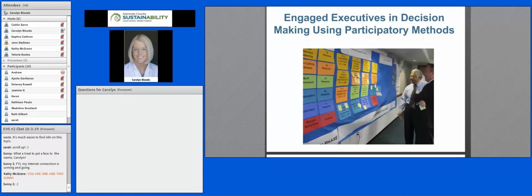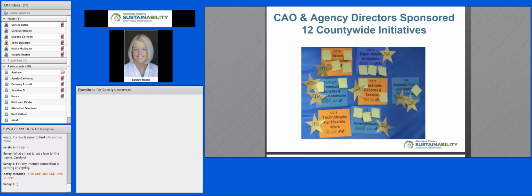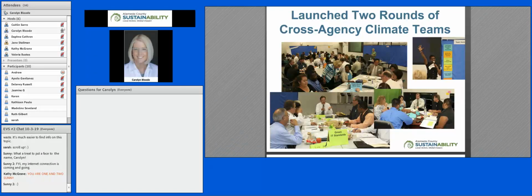As we held those first meetings and throughout the course of the work, we really engaged the executives in the decision-making process using participatory methods. So instead of just sitting there, we had them up and engaging with the wall and the material. Ultimately, the directors selected 12 countywide initiatives to advance and sponsor. And then we launched 2 rounds of cross-agency climate action teams to bring those initiatives to fruition and really get them to the point of implementation. And we did a lot of support with the teams to help them scope their initiatives and really move the work forward.